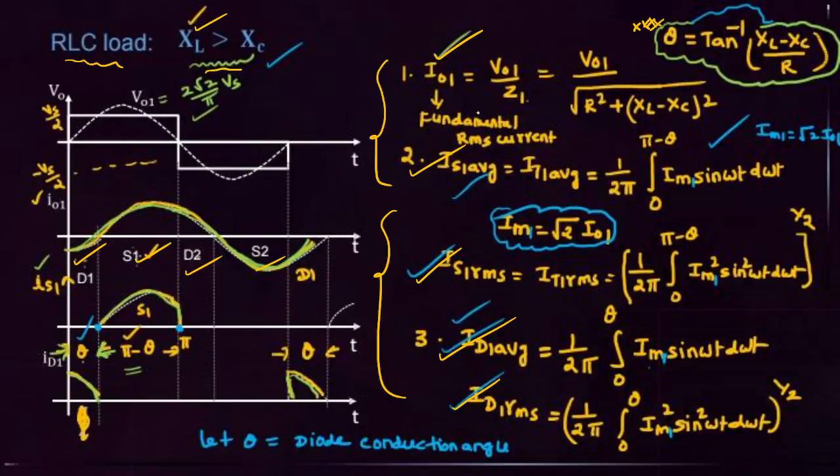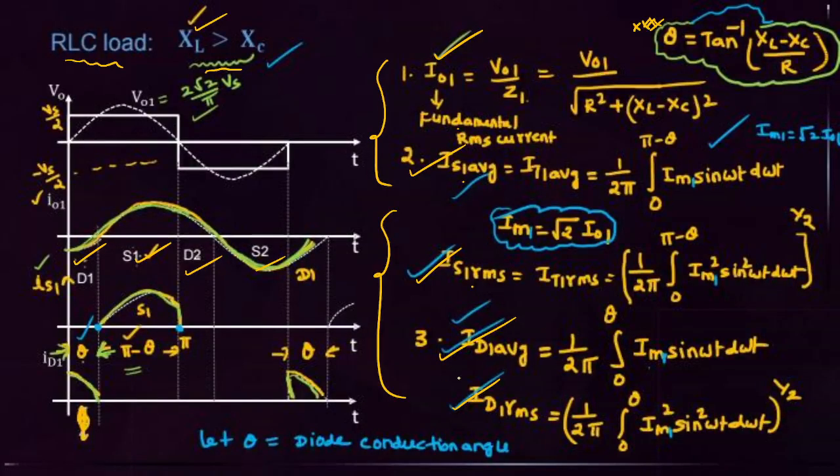These are the calculation of fundamental RMS current. This is the average value of switch current. This is the RMS value of switch current formula. Please concentrate on this formula. It is very important. This is expected for 2 marks.